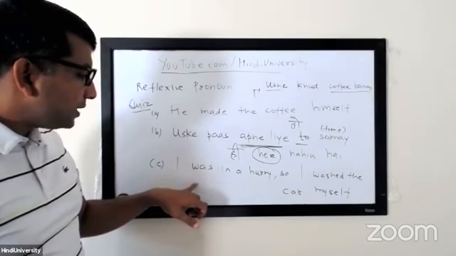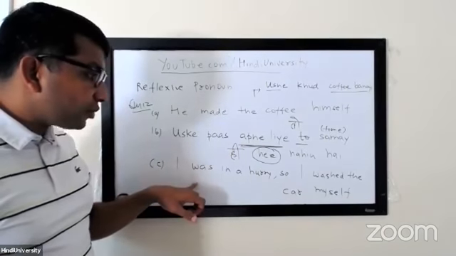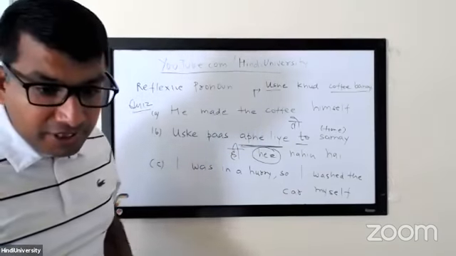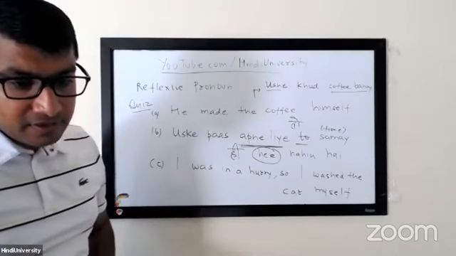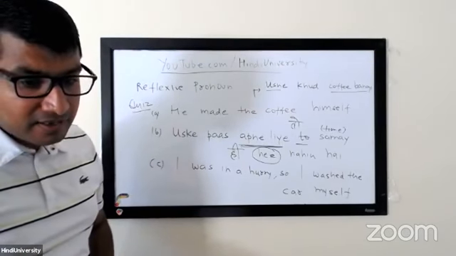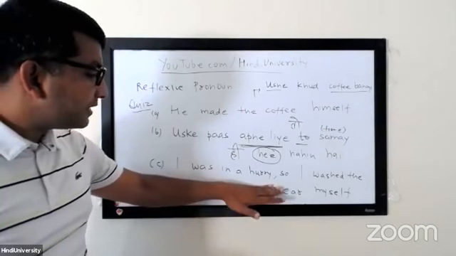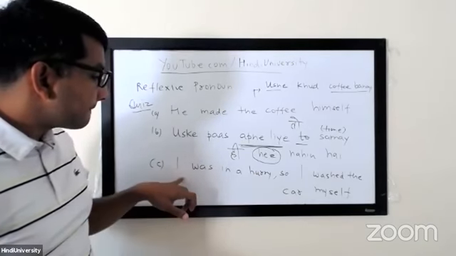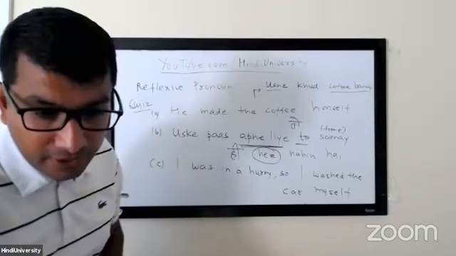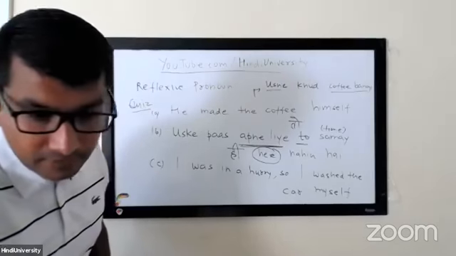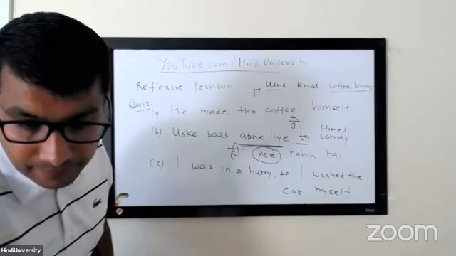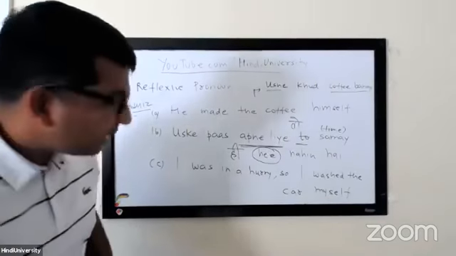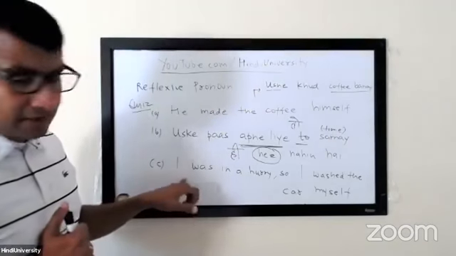Okay. Last one, I was in a hurry, so I washed the car myself. JD, you want to do this one? I was in a hurry. If this is hard, just do parts of it. No, I can't do that. Okay, it's okay. No worries at all. Let's see. Sunita, you want to do this one?